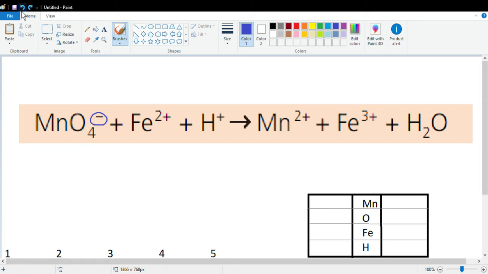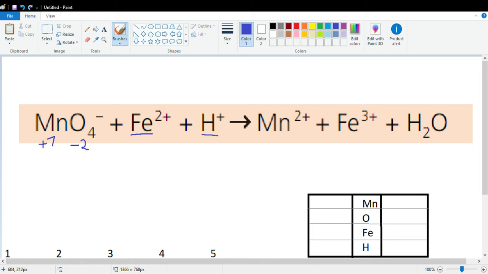So our first rule that we need to follow here is that oxygen is always -2 unless it's in a hydrogen peroxide or bonded to fluorine, which in this case it's not. So oxygen is going to be -2, and we have 4 of them, so that means overall that's -8. If I want my oxidation numbers to add up to give me -1, then I need to assign manganese an oxidation number of +7.